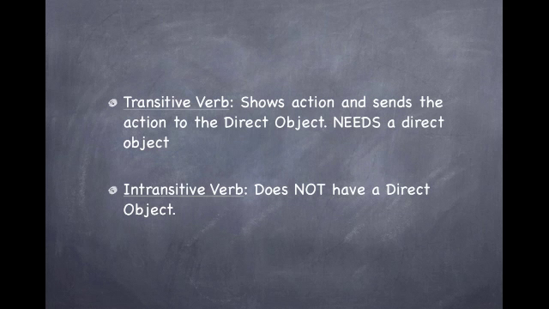Next, we have the different types of verbs. A transitive verb shows the action and sends the action to the direct object. You need a direct object to have a transitive verb. An intransitive verb works quite the opposite. It does not have a direct object.